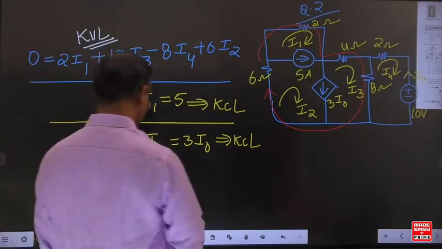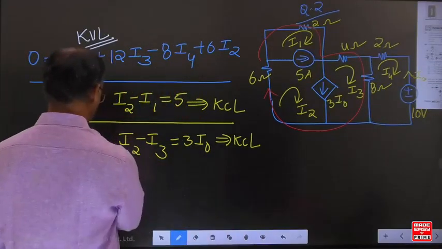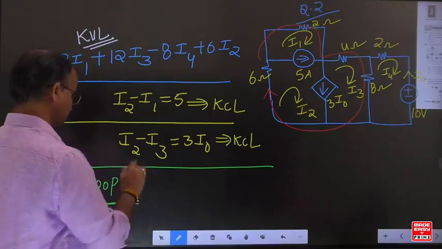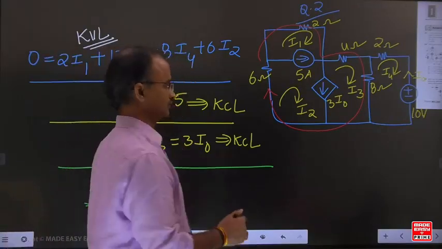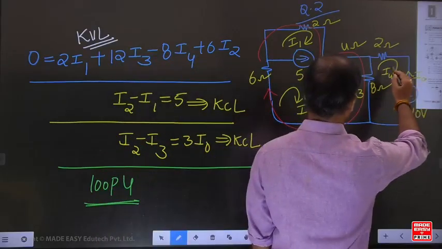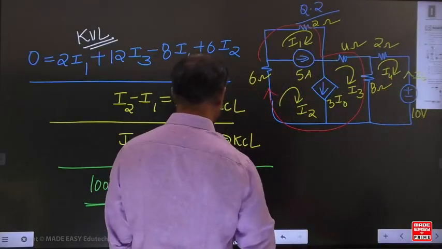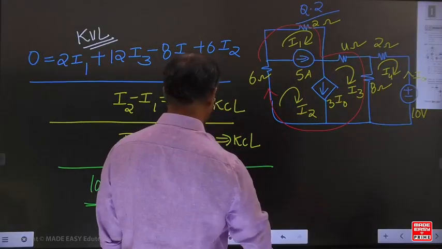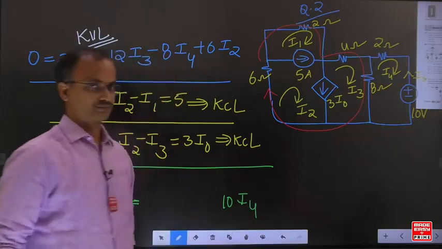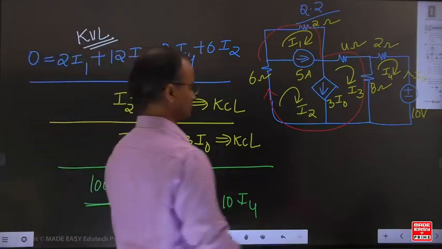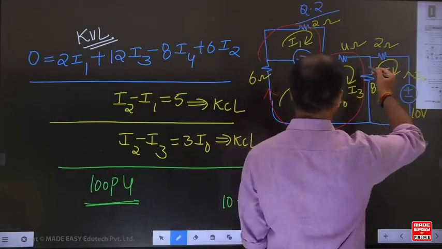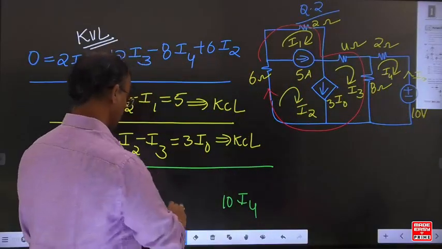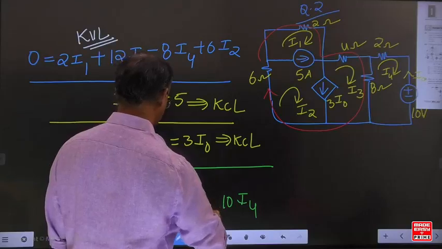Now come to loop 4. Can I add one more equation for loop 4? Loop 4 means mesh 4. We are writing the equation for mesh 4. For mesh 4, I4 is circulating through 2 and 8, sorry, 2 and 8. What is the total resistance here? 10 I4. For the 8 ohm resistance, I4 is upwards and I3 is downwards. How do we write it here? -8 I3.